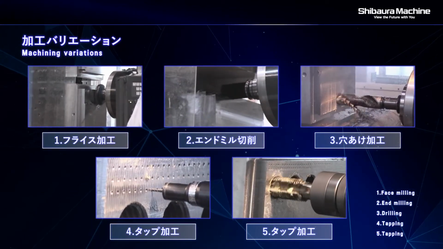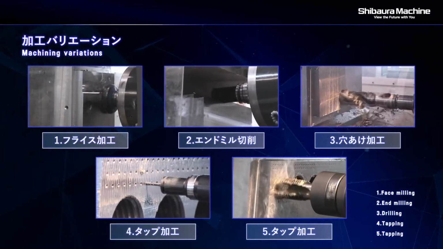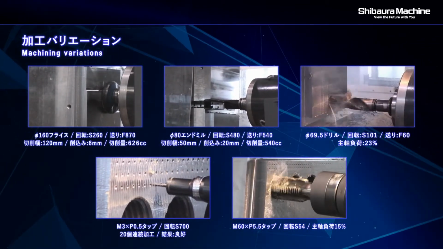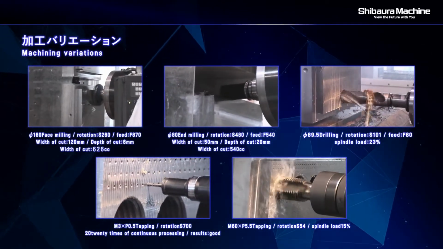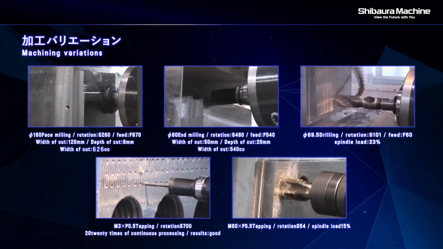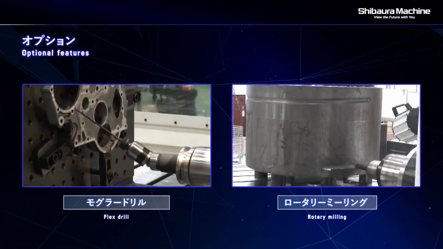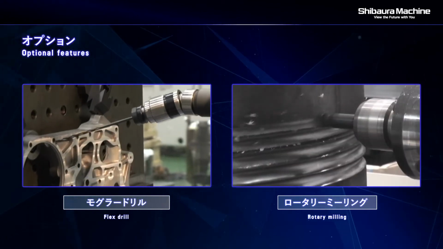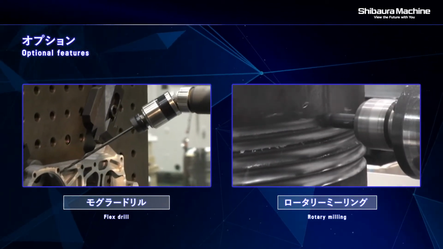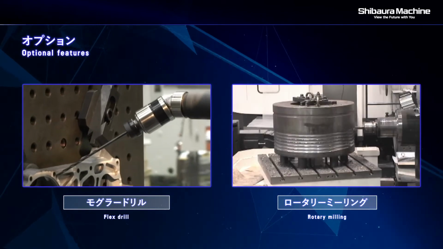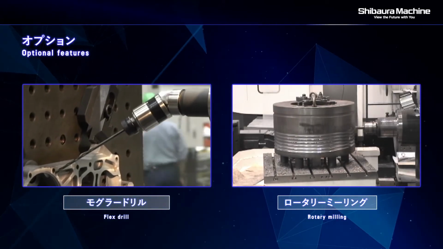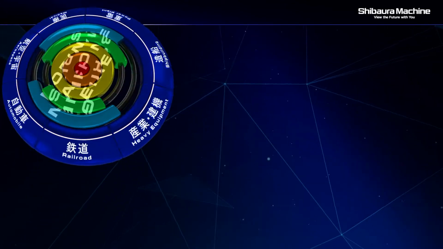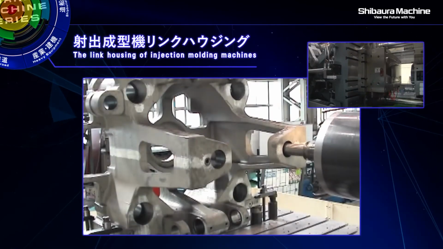Next, I will introduce the processing. From facing and end mill shaping to heavy cutting. Drilling and tapping can be used to process small to large diameters. In addition, there are many optional features such as a flex drill that allows diagonal holes and tapping without the neck setup. We have a rotary milling function that processes cylindrical surfaces and end faces using the B-axis continuous indexing mechanism. Next, we will introduce processing examples by industry.